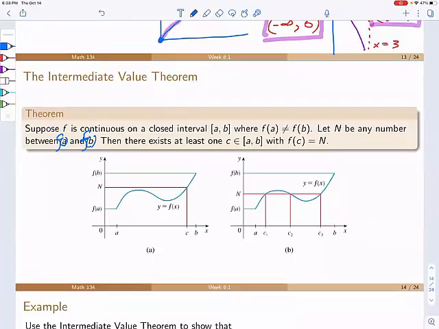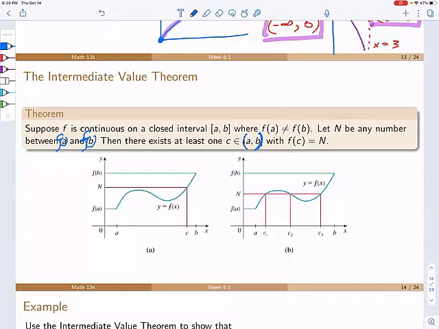Our conclusion is that we can find a c value that is somewhere in between a and b. So that part should be on the open interval between a and b, such that f of c is equal to n. So somewhere along a and b, we should be able to find a c value, so right there, so that the function evaluates exactly to n. And this should all sort of make intuitive sense.